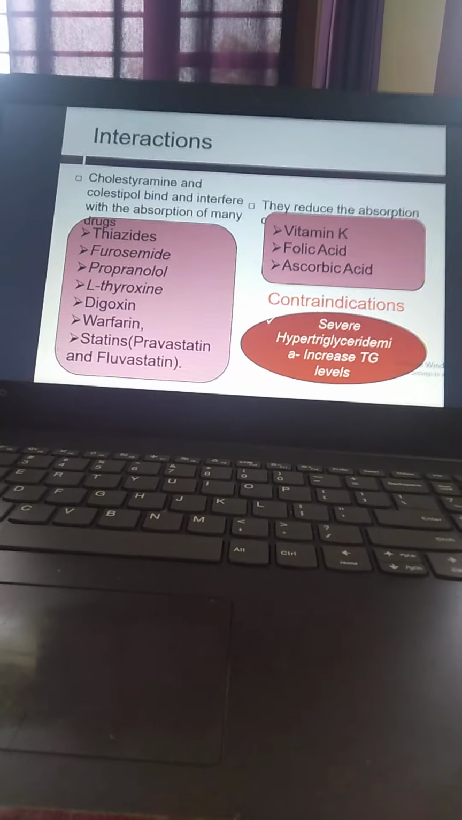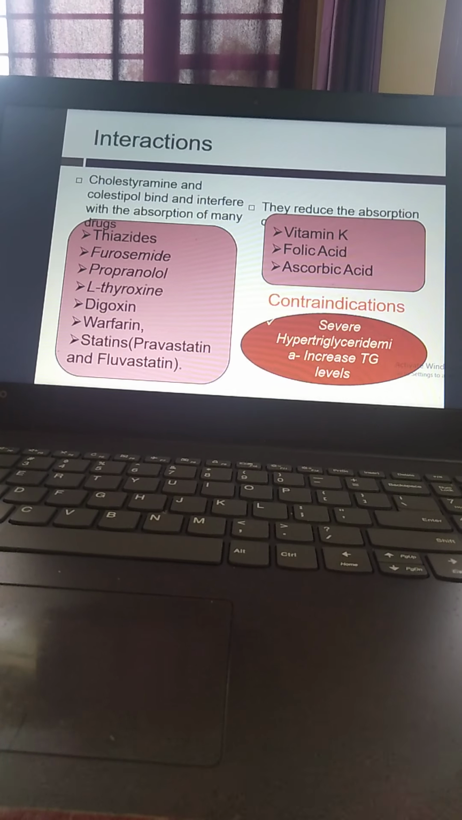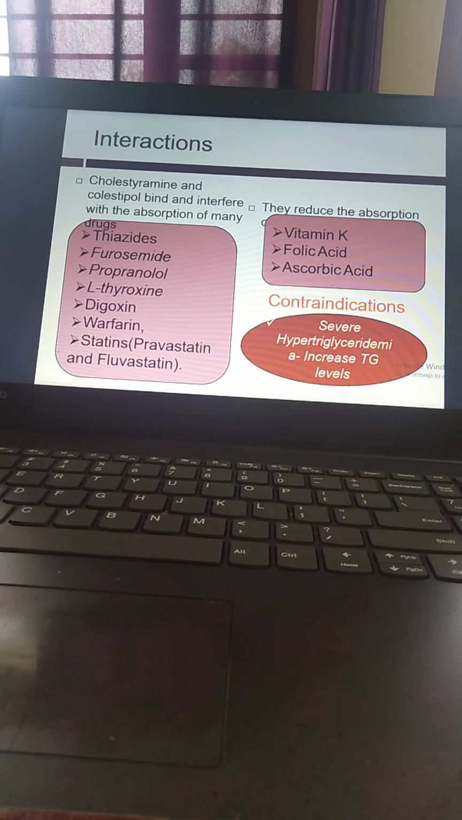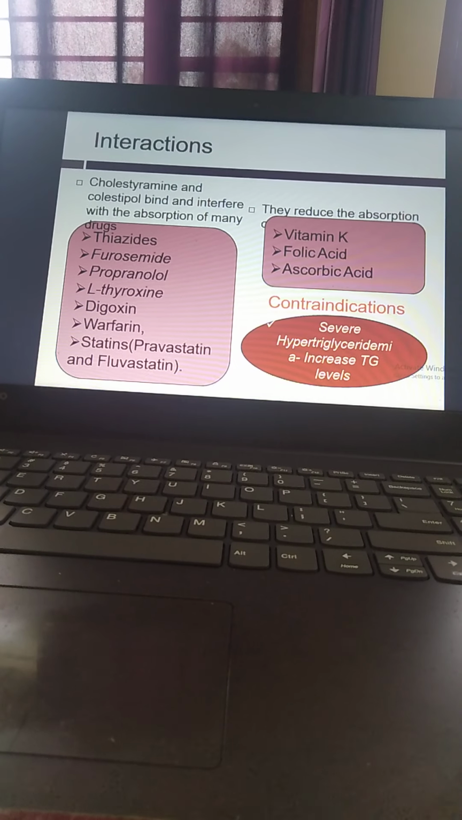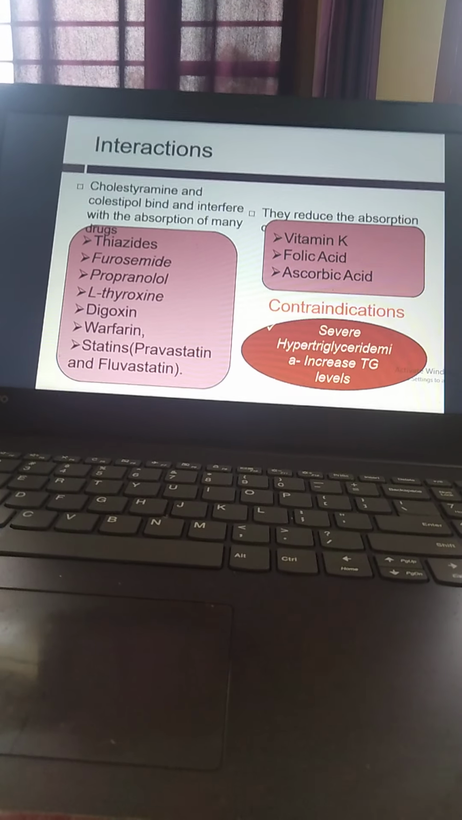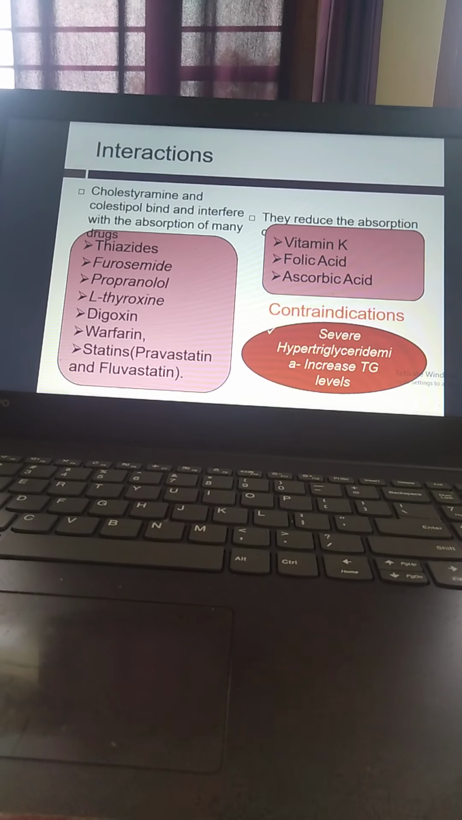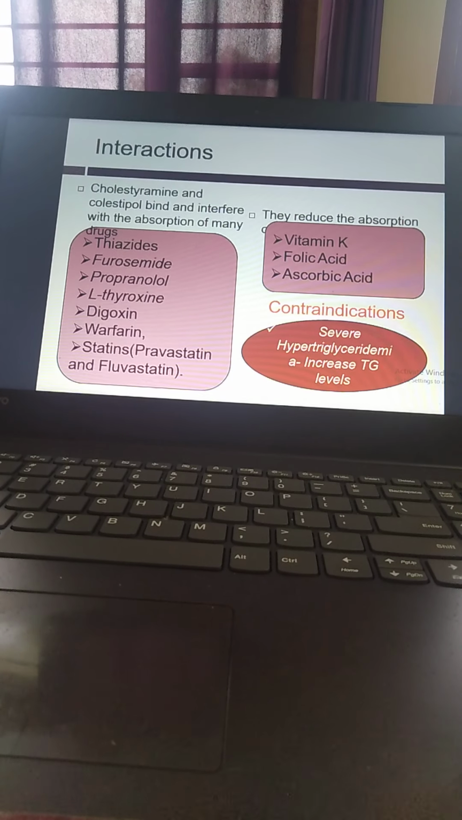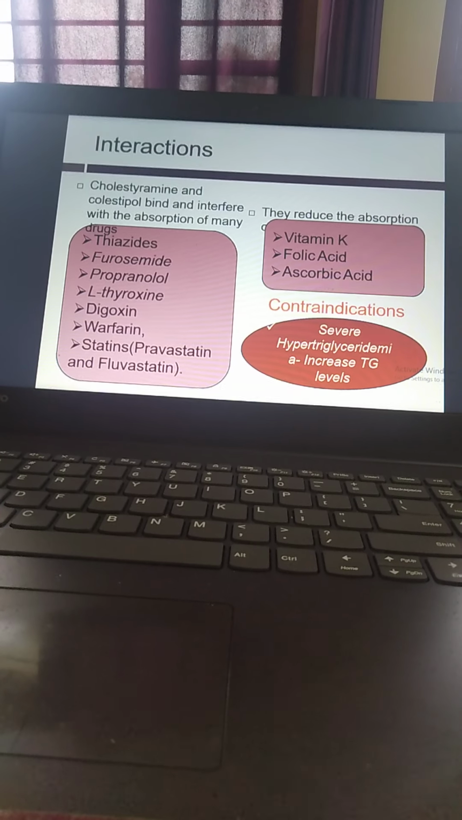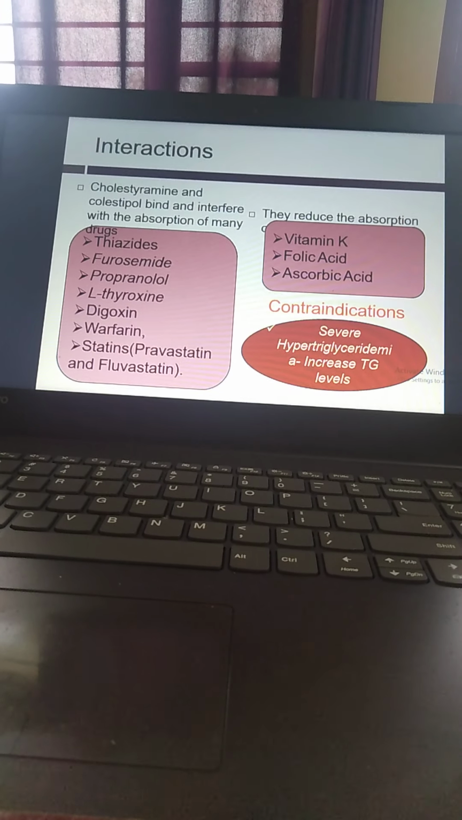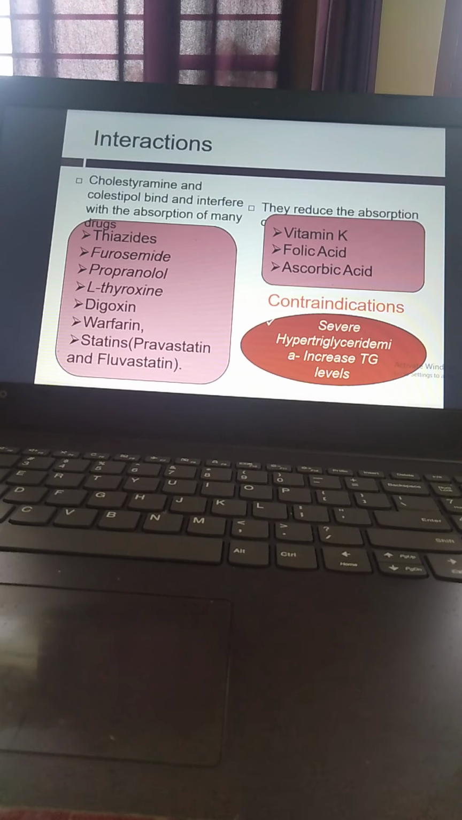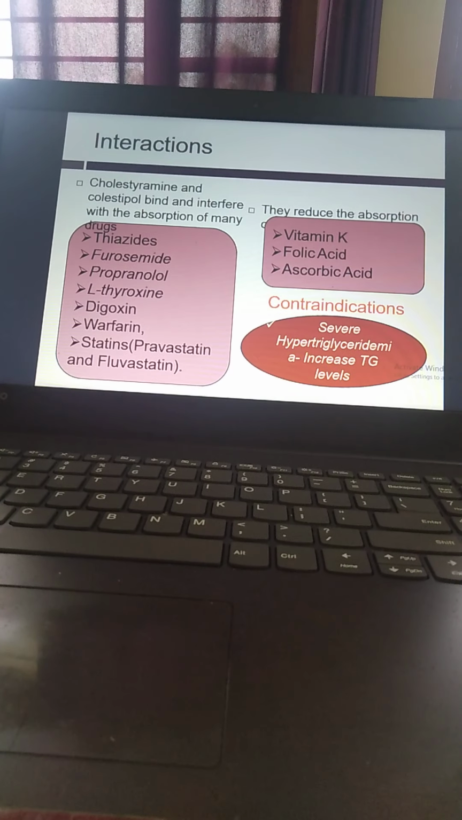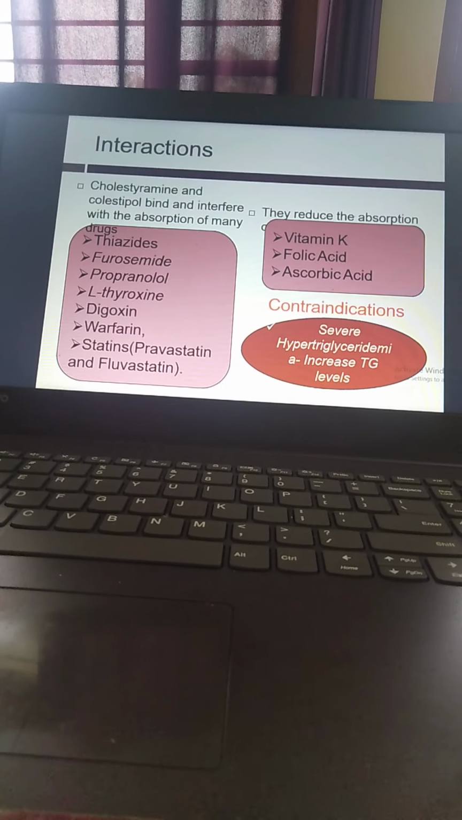Now the interactions. Cholestyramine, as I have already told, and colestipol are drugs in resin form. They bind and interfere with the absorption of many drugs, like thiazides, furosemide, propranolol, levothyroxine, digoxin, warfarin, and statins such as pravastatin and fluvastatin. Their levels are lowered, and the pharmacological action is not ensured.